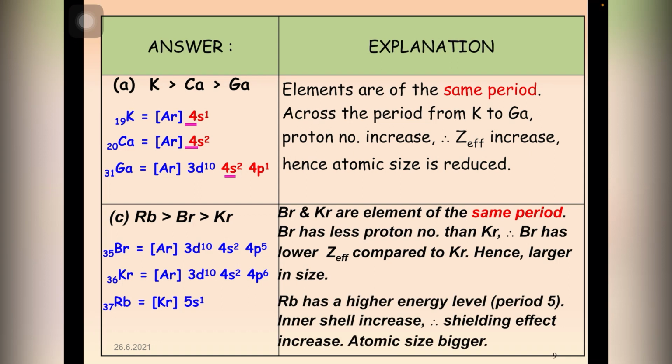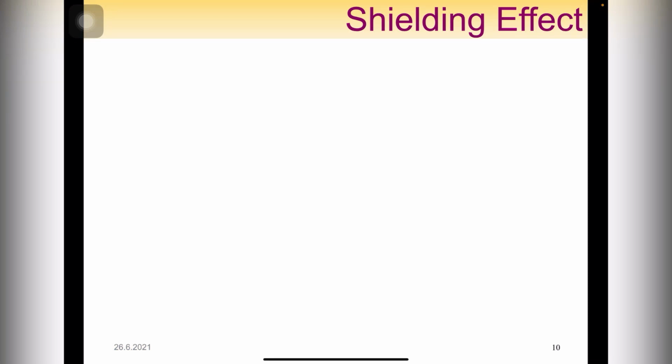And rubidium has a higher energy level, period 5. Compared with bromine and krypton, rubidium is located in period 5. So of course the inner shell is increased, and the elements are in different shells. The factor that can affect the atomic radii here is the shielding effect. The shielding effect for rubidium is larger, stronger, and that's why the atomic size of rubidium is bigger. Let's see the shielding effect.